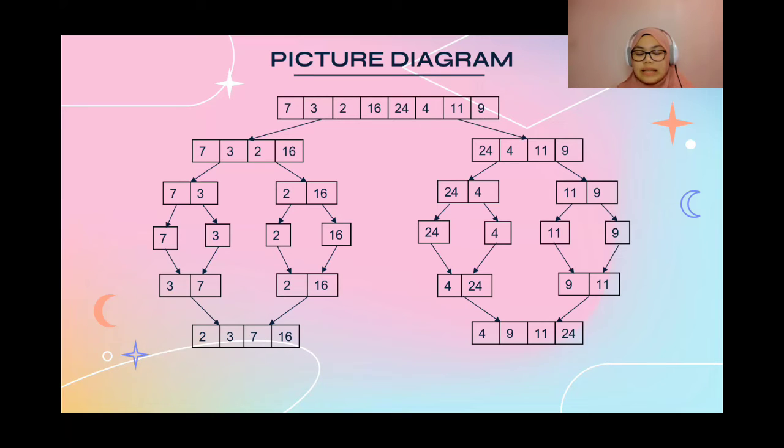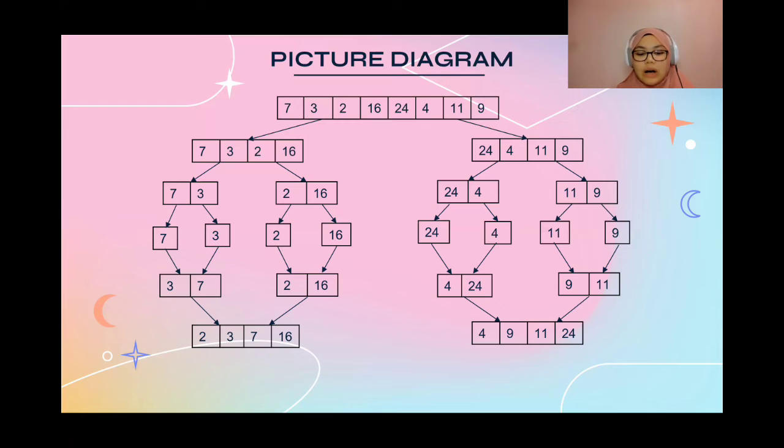4 will be next, and then we compare 7 and 9. 7 will be next. We compare 16 and 9. 9 will be next, and then we compare 16 and 11. 11 will be next, and then we compare 16 and 24. 16 will be next, and the last one is 24.